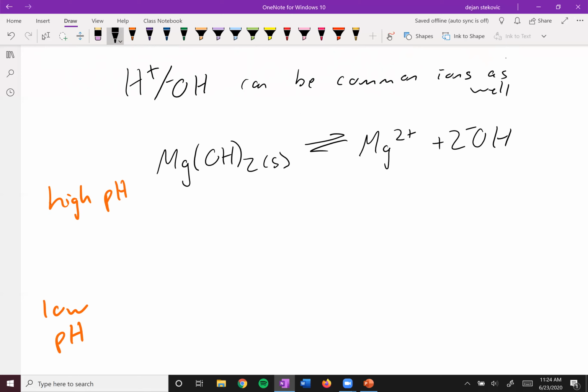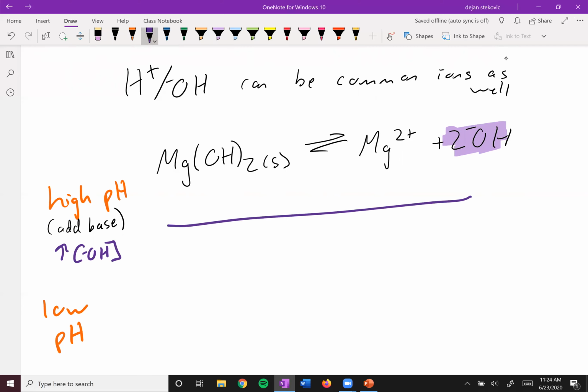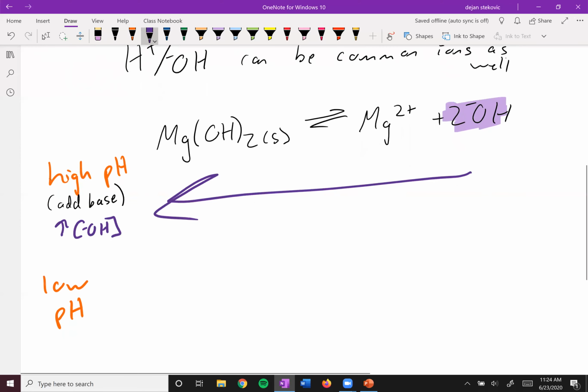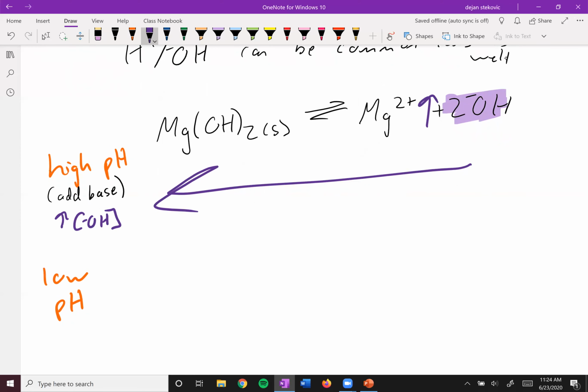So if we have a high pH, that means that we added base to it. Remember, high pH is a more basic solution, and so we've increased the concentration of hydroxide. If we increase the concentration of the hydroxide, that is a product, and so we will shift to the left.